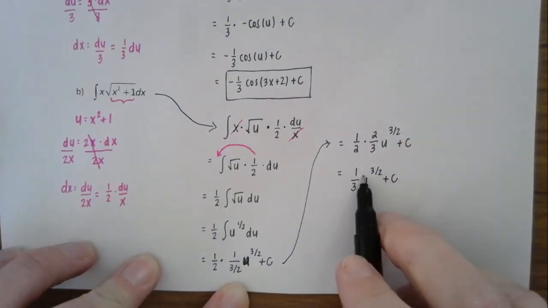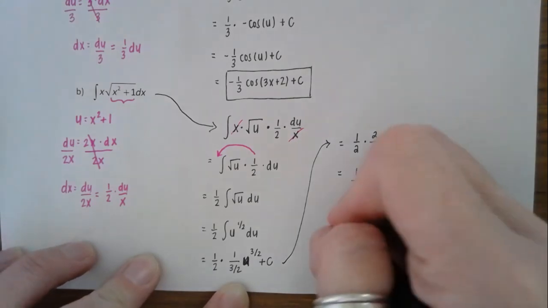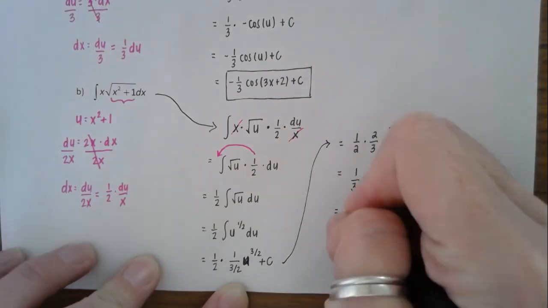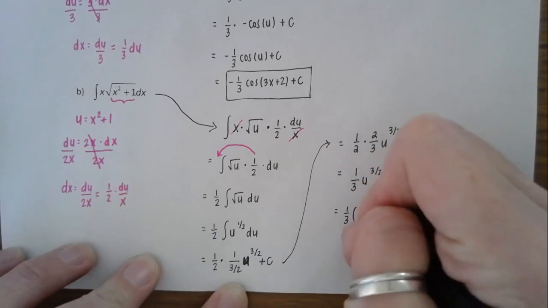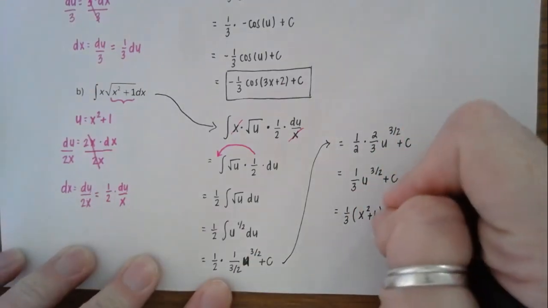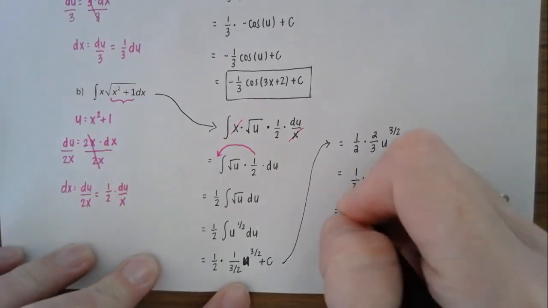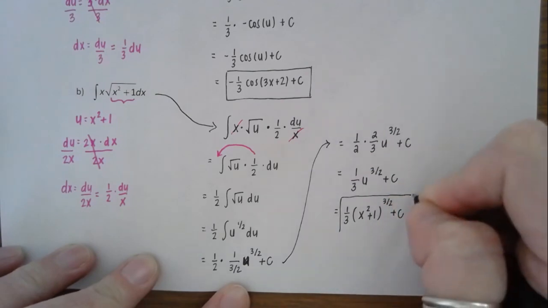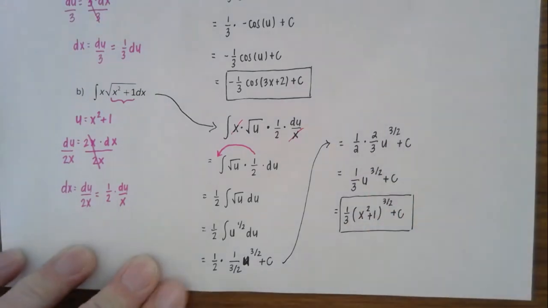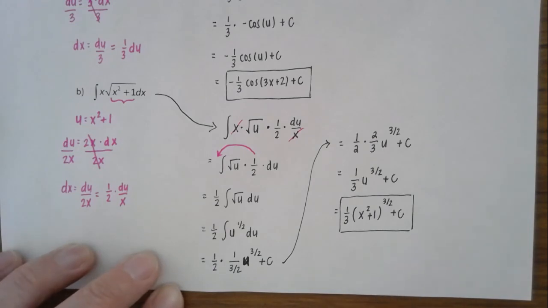And then at this point, now that I've got my antiderivative cleaned up, I'm going to go ahead and substitute u back in. So 1/3 times the quantity, I'm going to call this x squared plus 1. Since u was a binomial, I'm going to keep it in a set of parentheses, raised to the 3/2, and then plus c. And here is my indefinite integral of x times the square root of x squared plus 1 dx.